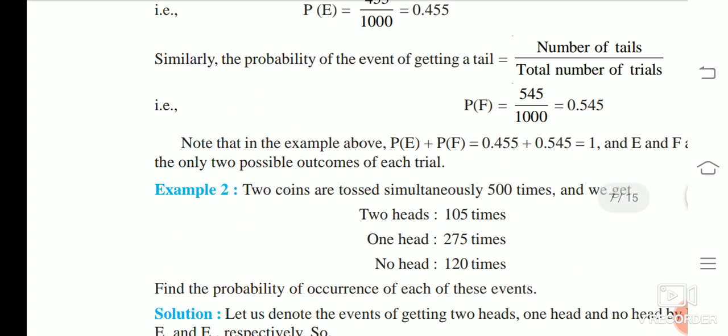Two coins are tossed simultaneously 500 times, and we get two heads 105 times, one head 275 times, no head 120 times. What can you analyze from this? Two heads: both coins, you are getting two heads 105 times. One head: for the first coin or the second coin you are getting one head. That one head answer is 275 times you are getting.